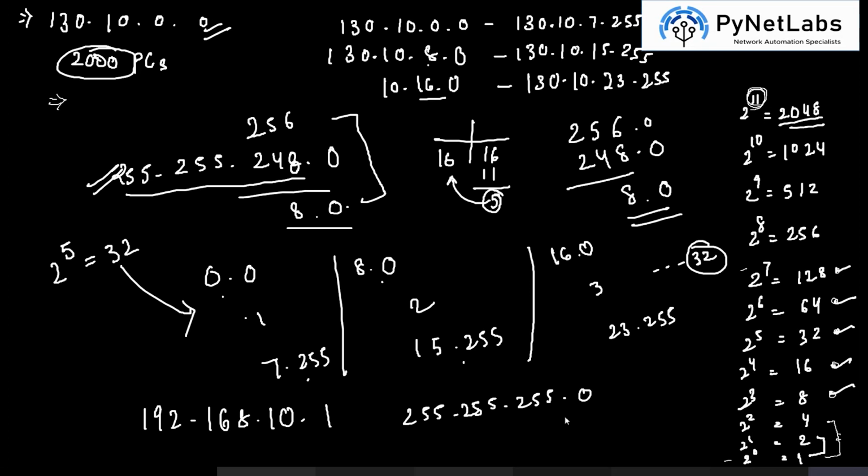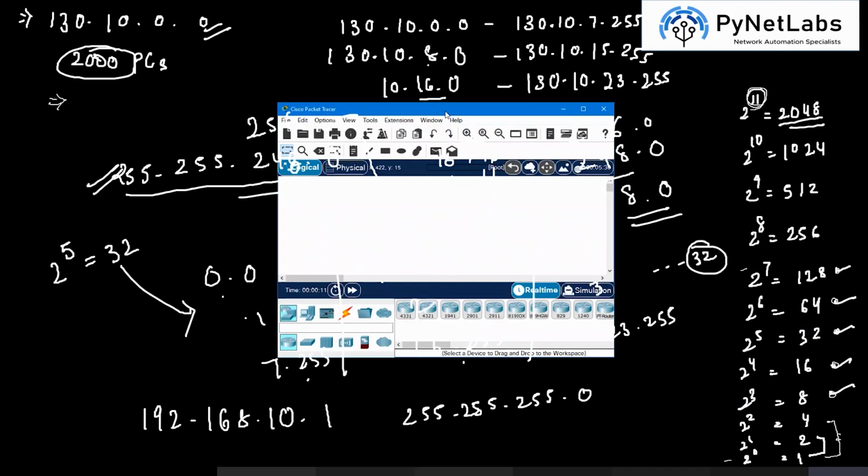So let me show you the same in Packet Tracer. Yes, we will not look into class D and E since they are not for our use. D and E are reserved and not available for public use.